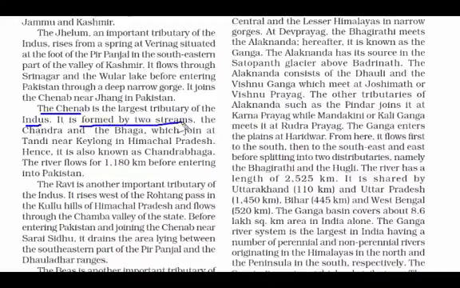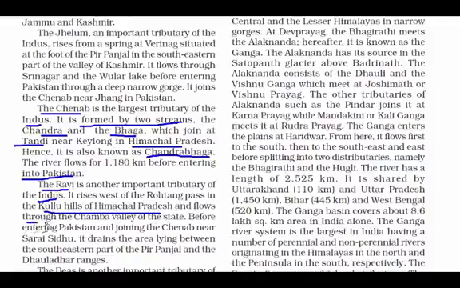It is formed by two streams, the Chandra and the Bhaga, which join at Tandi near Keylong in Himachal Pradesh. Hence, it is also known as Chandra Bhaga. The other name of Chenab is Chandra Bhaga, and even this river enters into Pakistan. The next river is the Ravi. It is another important tributary of Indus. It rises west of the Rohtang Pass in the Kullu Hills of Himachal Pradesh, and from there it passes through the Chamba Valley of the state before entering Pakistan and joining the Chenab near Sarai Sidhu.